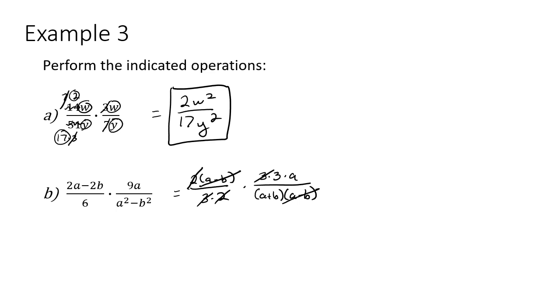And so let's see what we're left with. In the numerator, all that's left over is 3 times a. Everything else got reduced away. And in the denominator, all that's left, when all is said and done, is this one factor of a plus b. Again, that a will not cancel. Don't do that. The addition gets in the way.